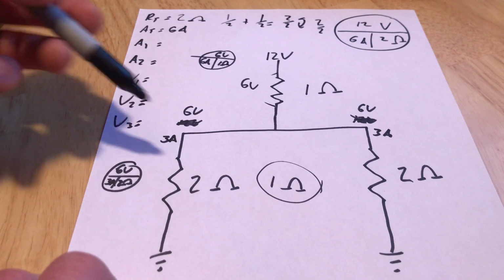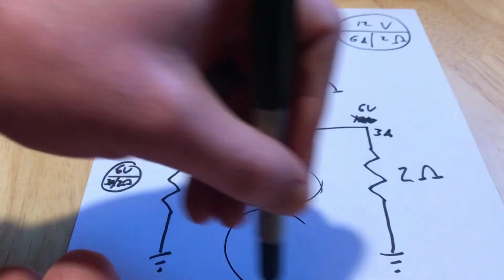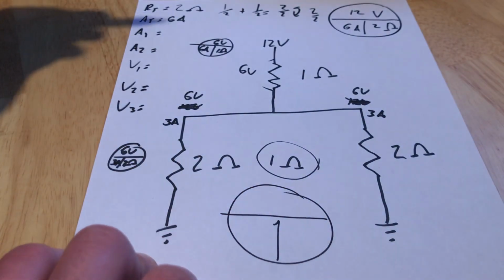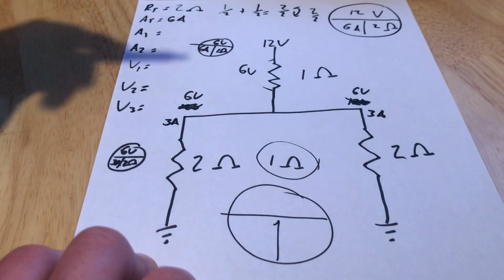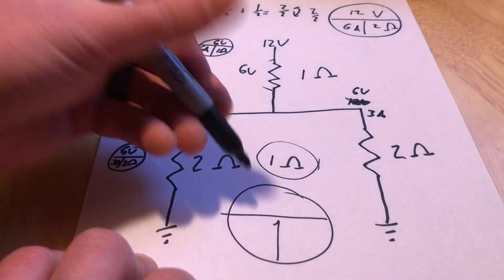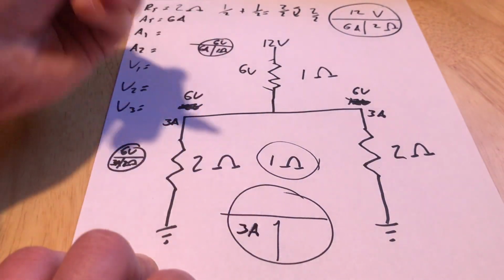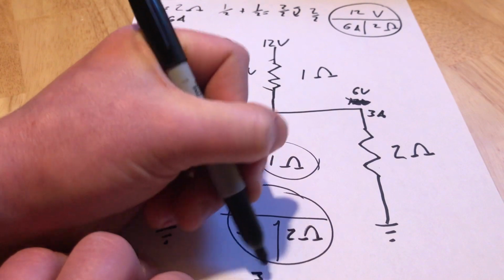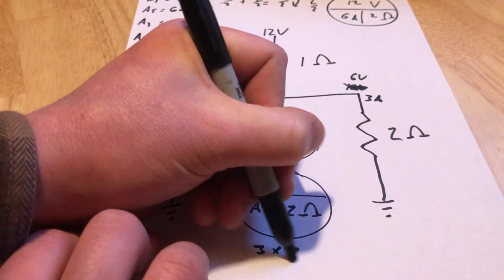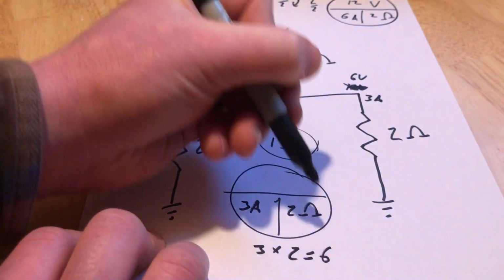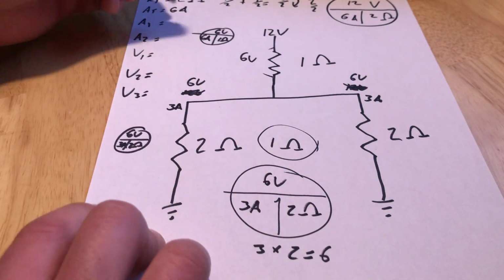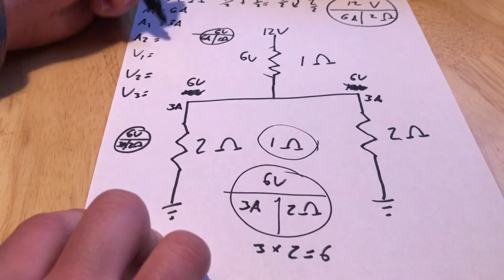But let's do some Ohm's law to prove it. Draw right here in the middle of everything. So here I've got a 3 amp flow through a 2 ohm resistance. 3 times 2 equals 6 all day long. So 6 volts is dropped here. So we'll fill in the rest of this chart here.